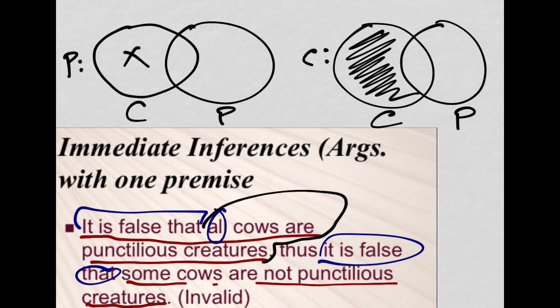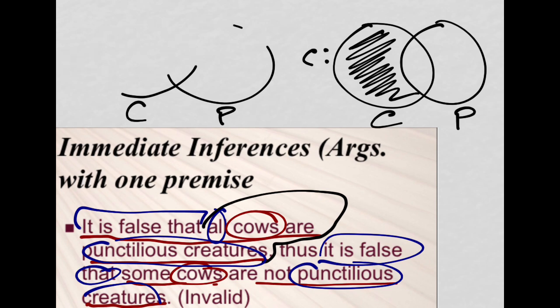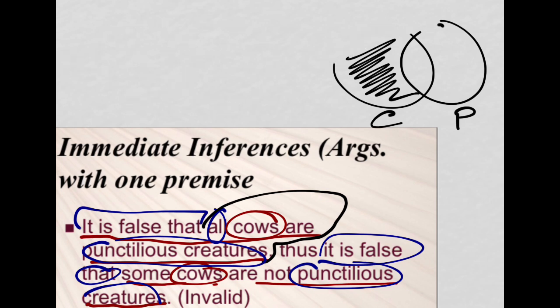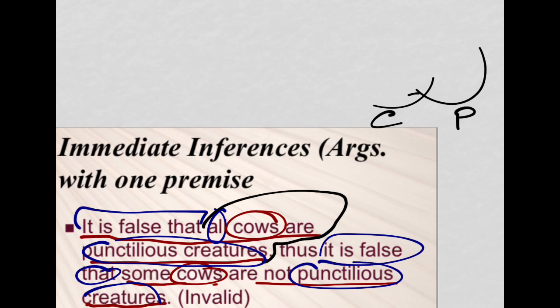You can use it when the subject and predicate terms match from the premise, cows, to the conclusion, punctilious creatures. So they're the same subject in the premise and the conclusion, and the same predicate in the premise and the conclusion. That means we can, in fact, use the square of opposition. All right, and so we're going to do that, and I'm just going to clean this up here real quick, and then we will do that.